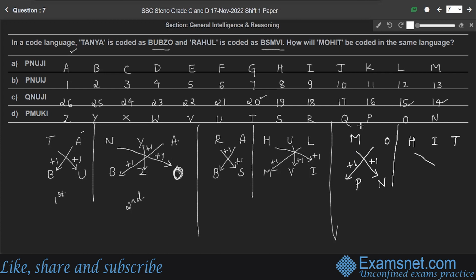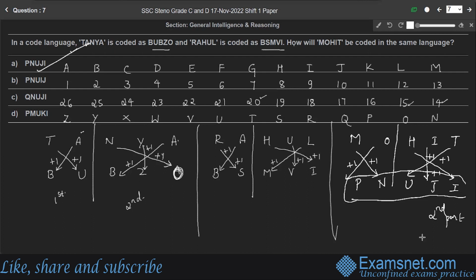And the code for HIT: H is 8 plus 1 is 9, which is I. So I is the last letter of the code. T is 20 plus 1 is 21, which is U, the first letter of the second part of the code. And I plus 1 is J. So UJI. PNUJI is the code for Mohit. Looking at the options, option A is the right answer.